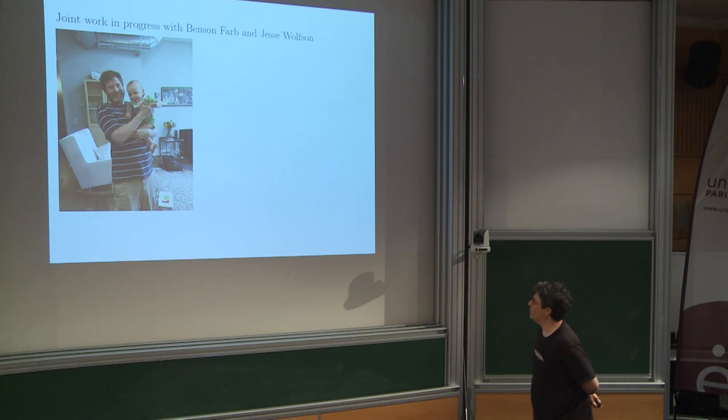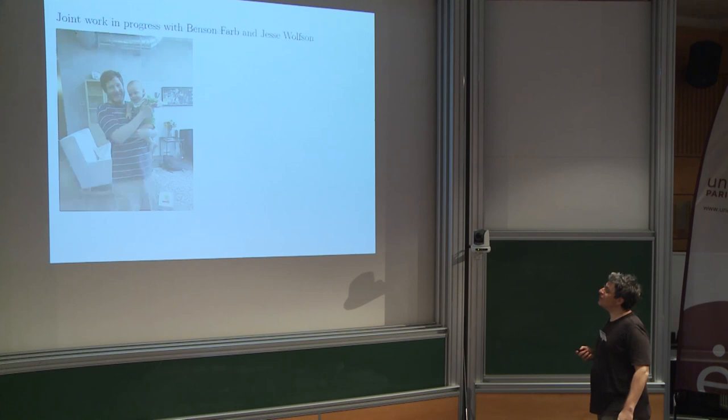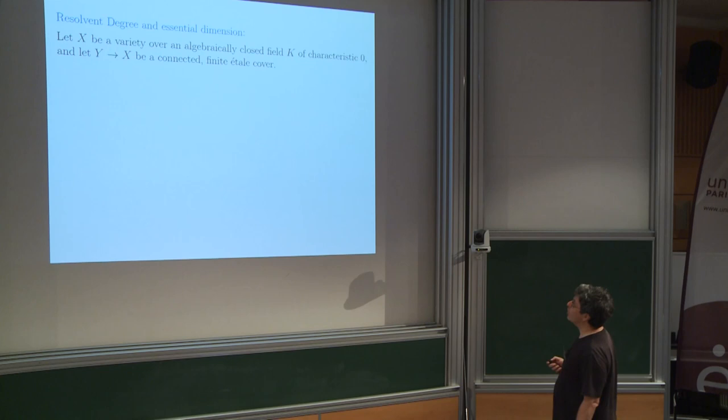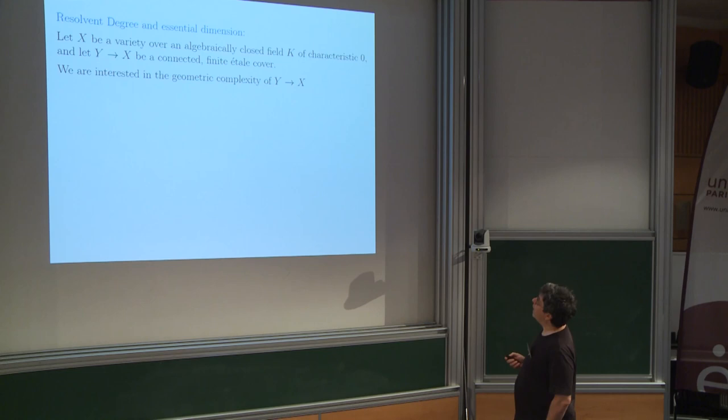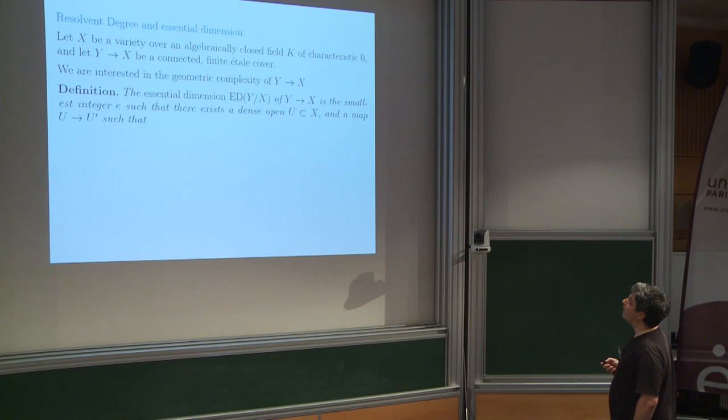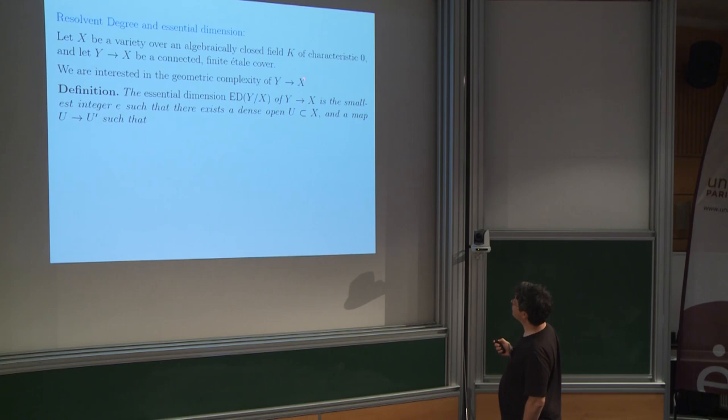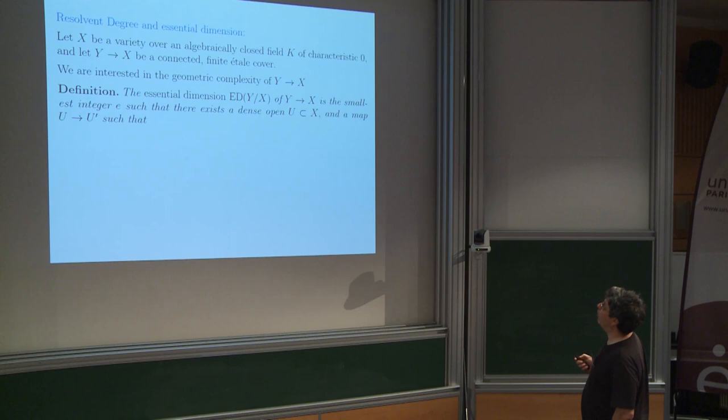Okay. So what kind of question do I want to consider? Take a variety X over an algebraically closed field of characteristic zero, and consider a connected finite étale cover Y of this variety. We're interested in the geometric complexity of Y over X. I want to ask what is the smallest dimension such that this cover comes from a pullback of something of that small dimension.